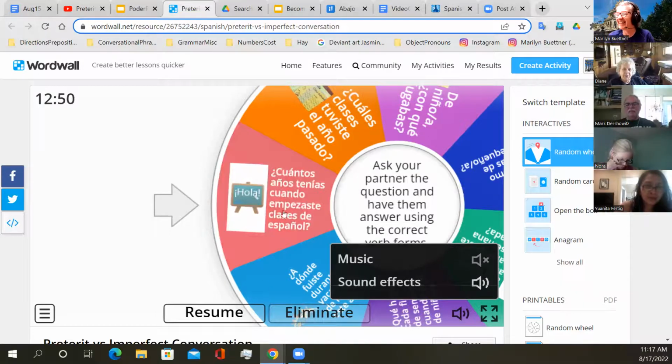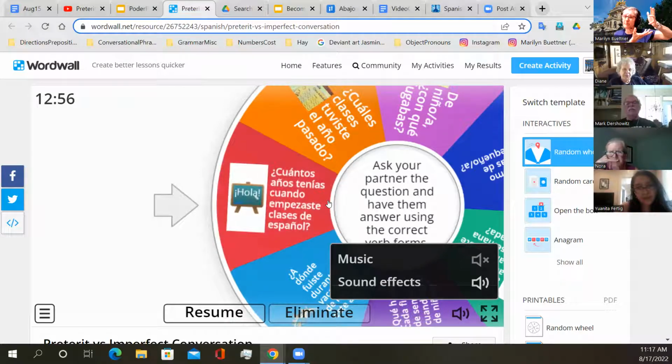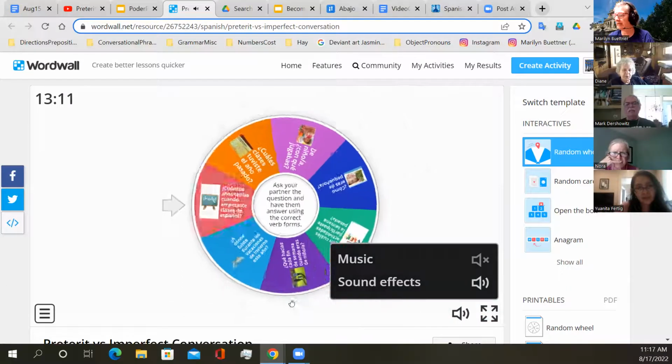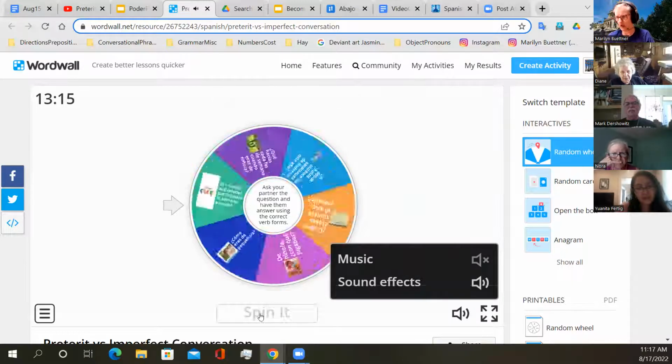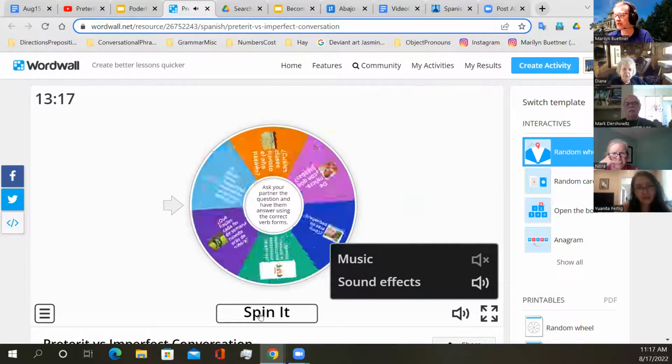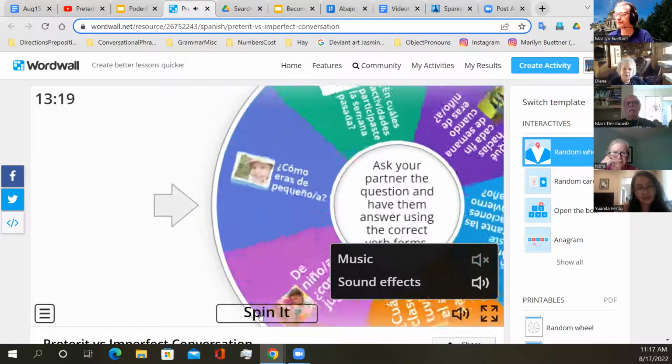But this is kind of an interesting question because you see that the age description part has to go into imperfecto because it's a description. Whereas the began classes, that happened on a certain day, right? And that stays as preterito. Okay, let's get rid of that. Let's look at another. Vamos a ver otra pregunta típica. We're going to look at another typical question.